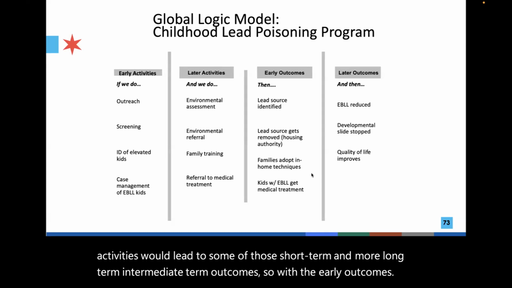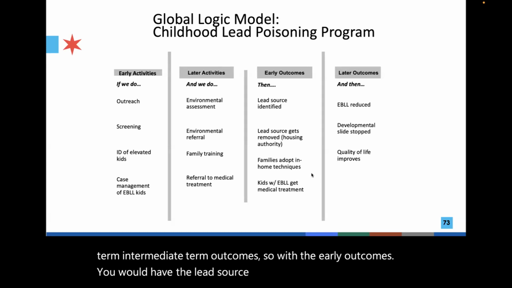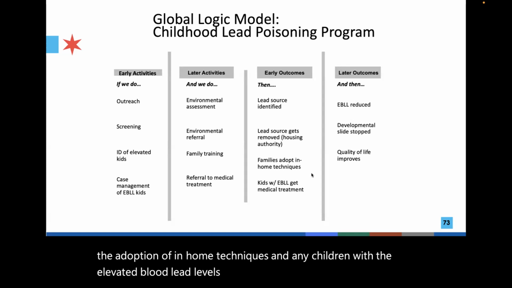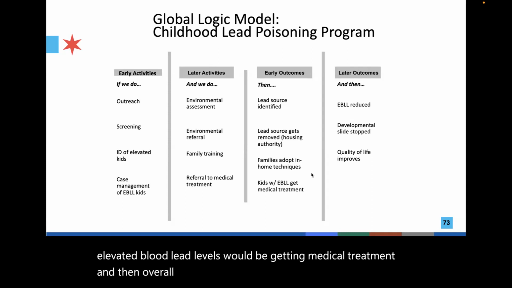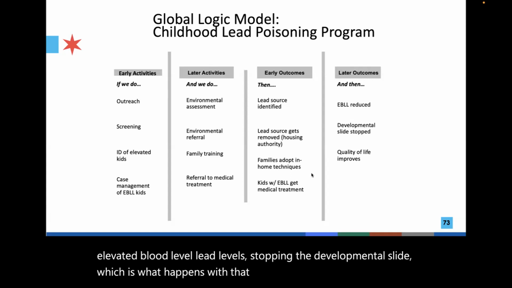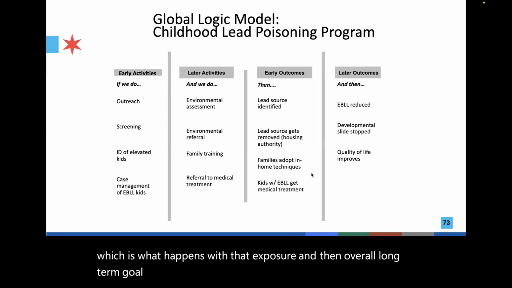With the early outcomes, you would have the lead source identified, that source removed, the adoption of in-home techniques, and any children with elevated blood lead levels getting medical treatment. And then the overall goals of this whole program are to reduce elevated lead levels, stopping the developmental slide, which is what happens with that exposure, and then the overall long-term goal, improving quality of life.